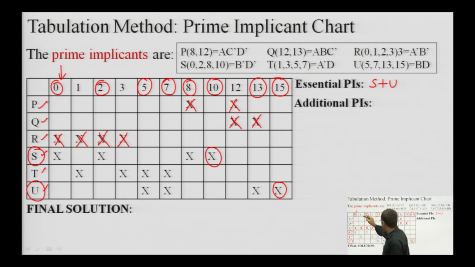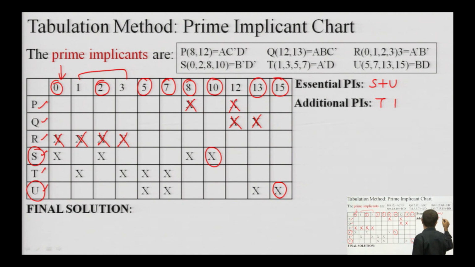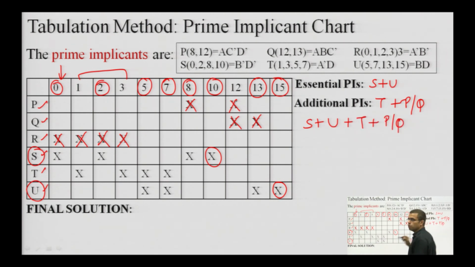I can see that 1 and 3 can be covered with the help of T. So, I am using T for including 1 and 3, and 12 can be covered using either P or Q, I can take any one. So, my answer will be S plus U plus T plus any one from P or Q. In this way I just have to replace S, U, T and P, Q by these terms.